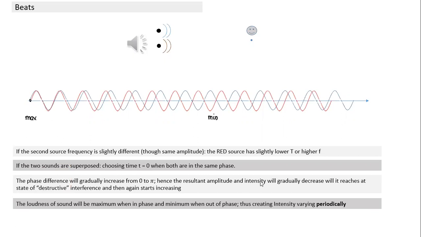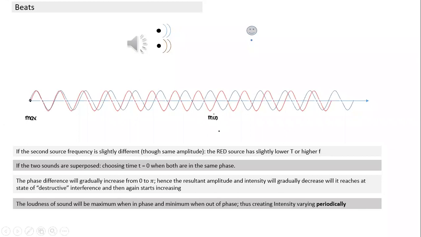Second thing, if you have to observe, it will come. And this will keep happening periodically. Periodically means minimum, again maximum will come, again minimum will come. So what will happen? It will create a sound where intensity is varying periodically. This is an important point. So when two of them interfere, intensity will vary periodically.